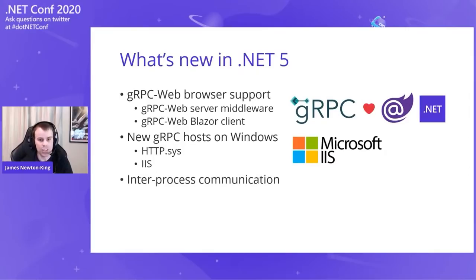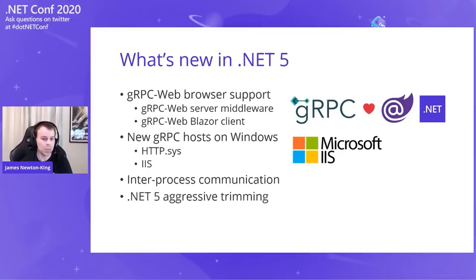gRPC is a great choice for communicating between processes. gRPC client and server can now use efficient IPC transports like Unix domain sockets and named pipes. So you could do IPC communication between processes before, but before it always had to be TCP. Now you can use UDS and named pipes.